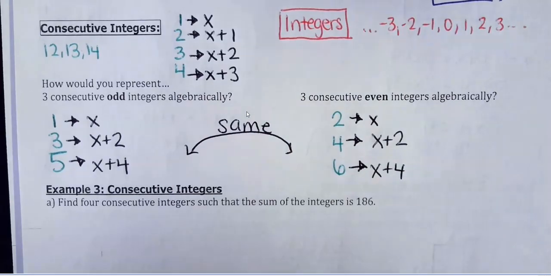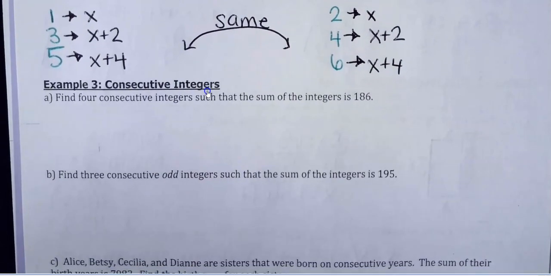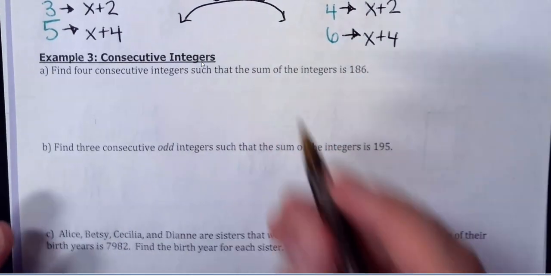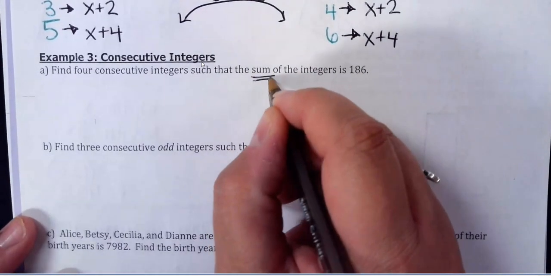So we're going to try a couple of these together, and then I'm going to have you guys try one on your own. All right, so find 4 consecutive integers such that the sum, what do you guys think of when I say sum? Addition, right?